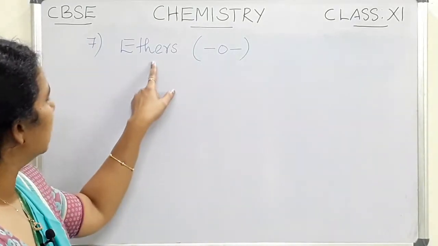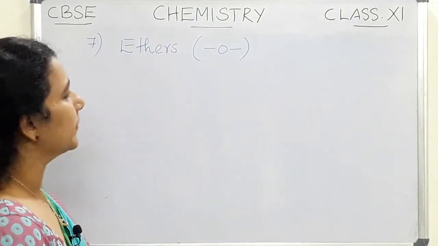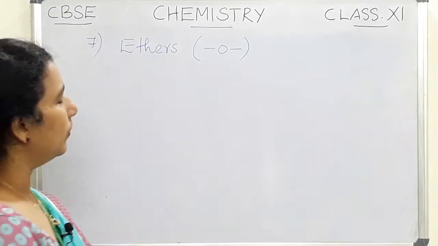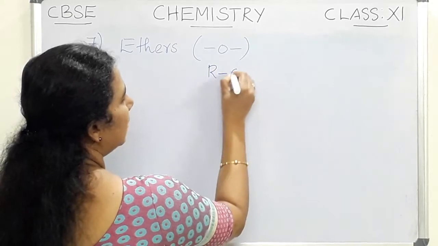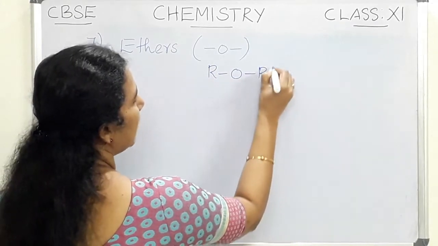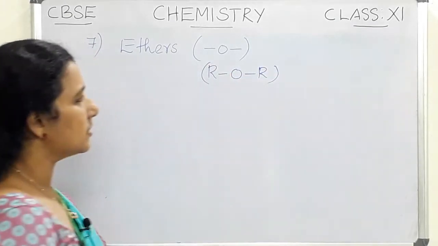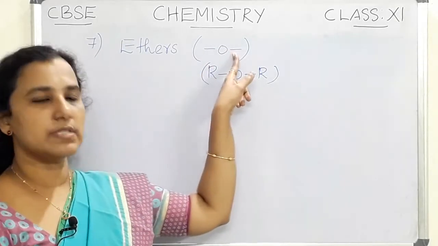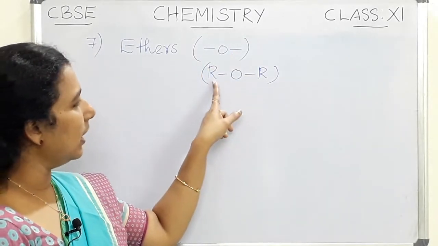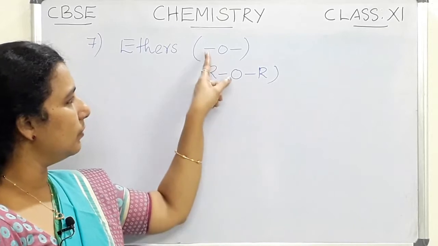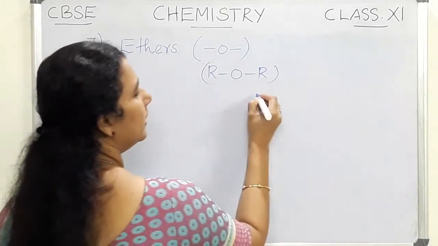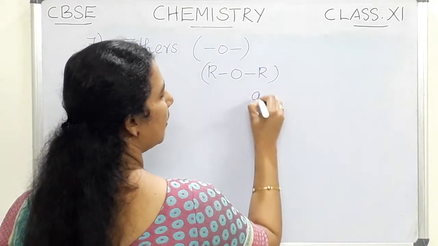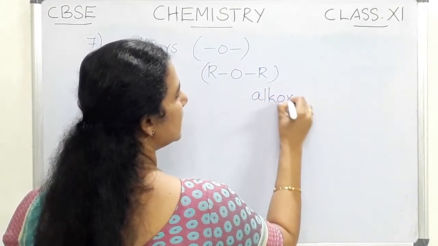Now the next family is ethers. The functional group is O, and the alkyl groups, or R groups, are attached on both sides of the oxygen atom. Normally alkyl groups are attached to both sides of the oxygen atom. So this is the functional group, and the general format for naming this compound is alkoxyalkane.